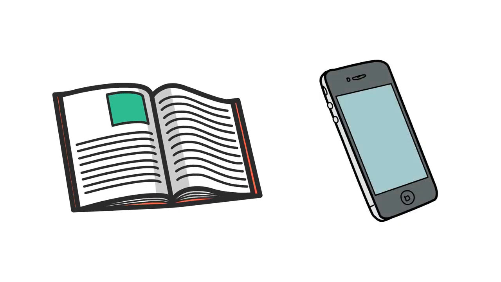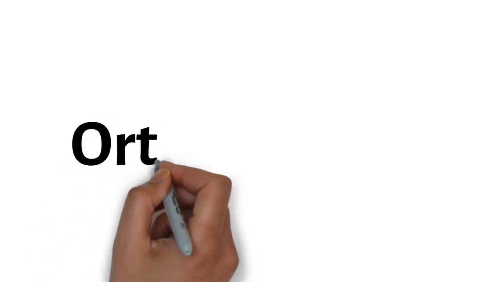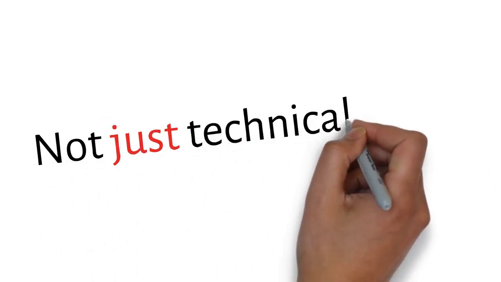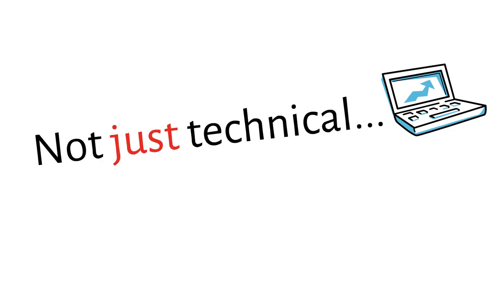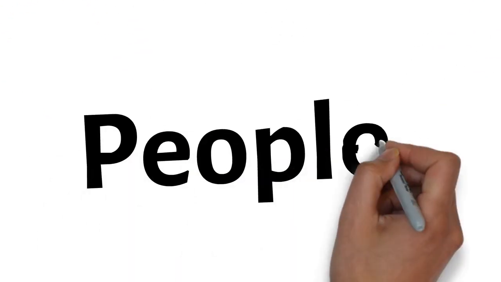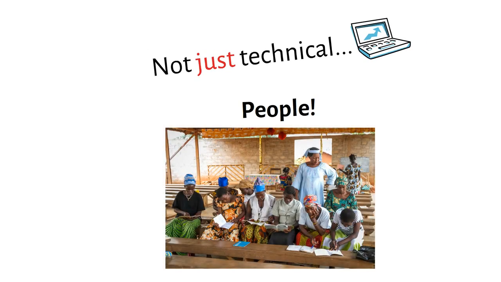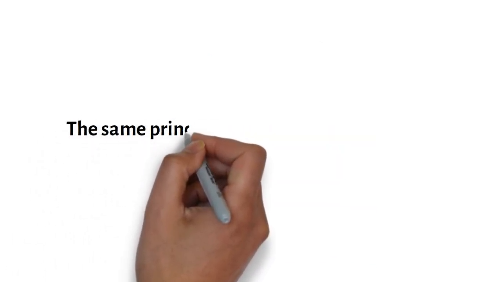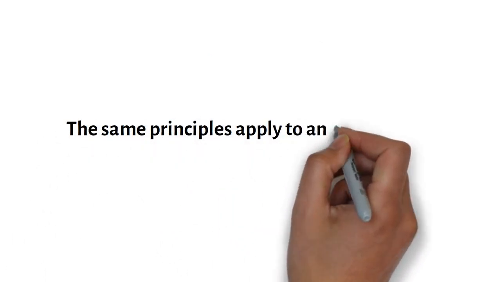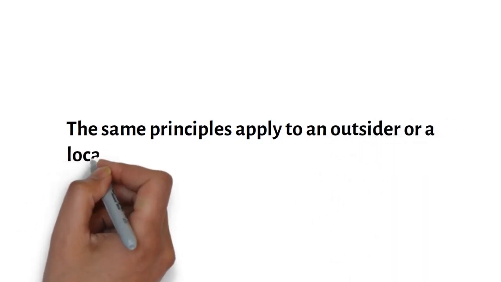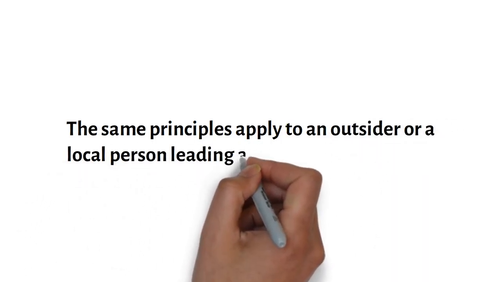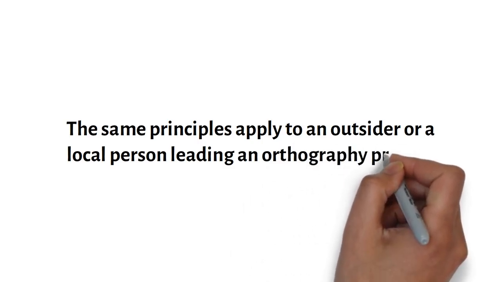Whether we're reading a book, on a cell phone, or with other reading materials, we're using an orthography, a writing system. But we need to recognize that developing an orthography is not only a technical matter, but it involves real people with real needs and real dreams. As we'll see, either local community members or outsiders can start and run an orthography project. If you are watching this video, you are probably an outsider. But the same principles will apply to any local person leading a project as well.